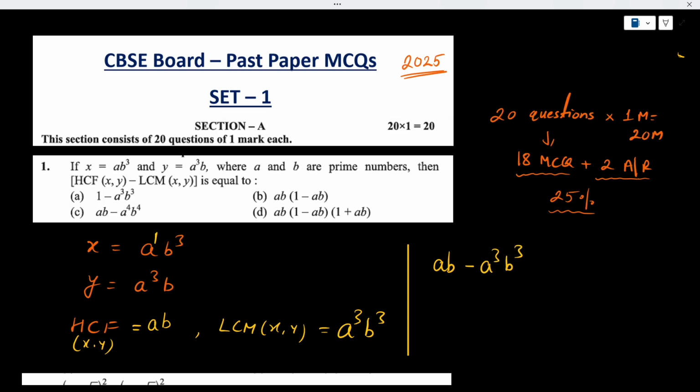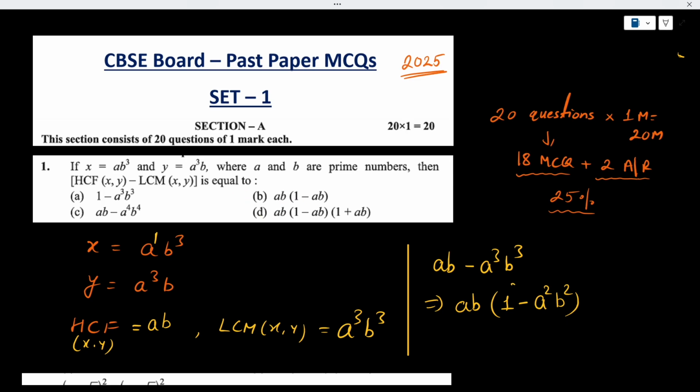You don't need to show the calculation or the whole solution for an MCQ question. You can do this part in the rough work column and just write down the question number and the correct option. Here you don't see any of the options, which means I have to do the factorization. ab is common. What is left is 1 minus a square b square. Still none of the options are available.